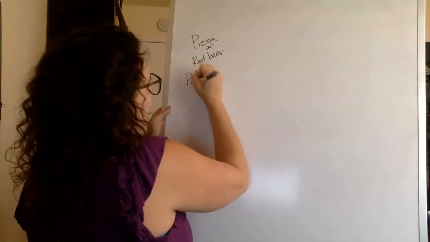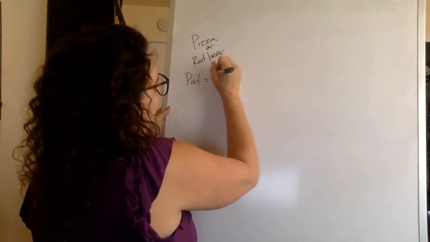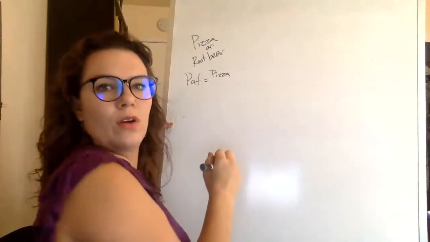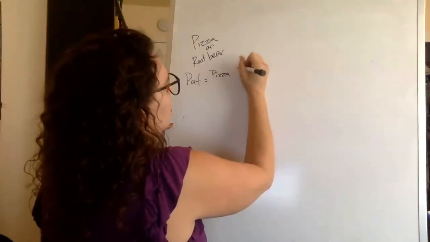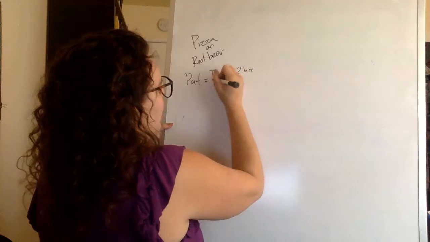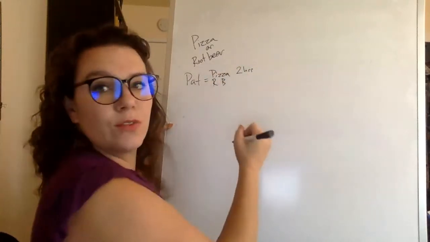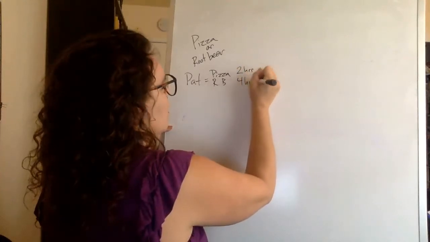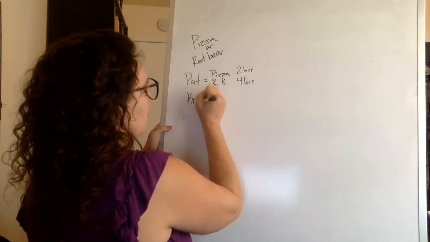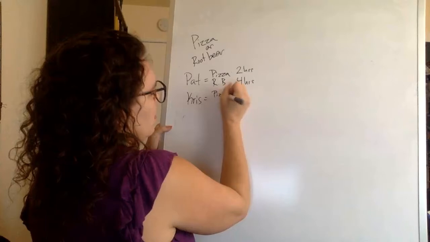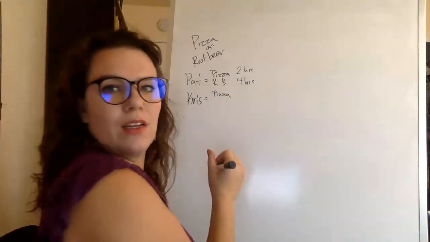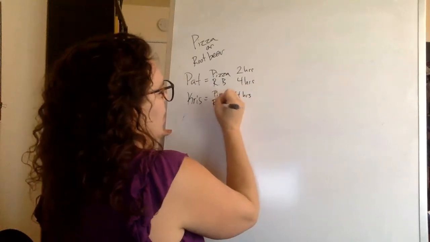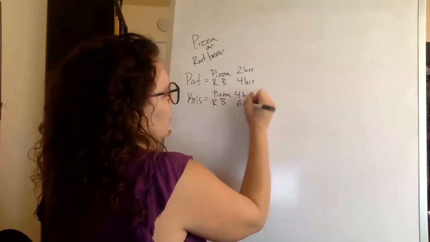For Pat, each pizza costs 2 hours, and each gallon of root beer costs 4 hours. Right? Yeah. For Kris, each pizza takes 4 hours, and each gallon of root beer takes 6 hours.